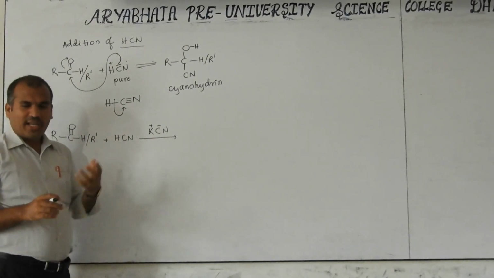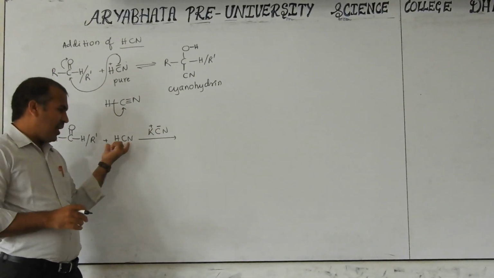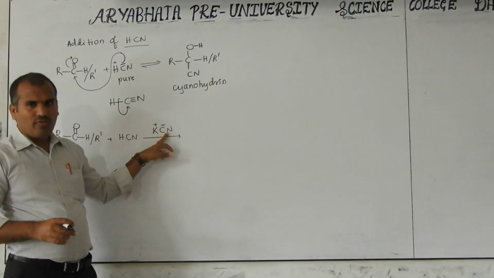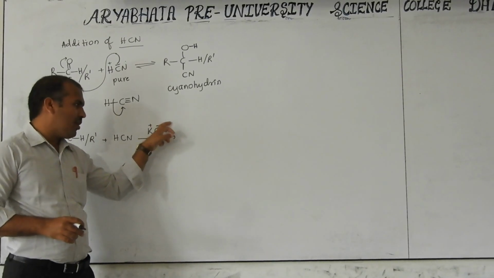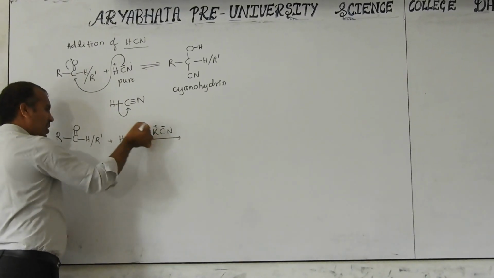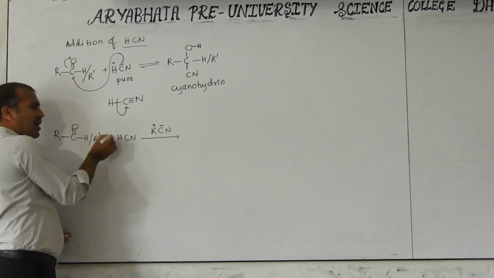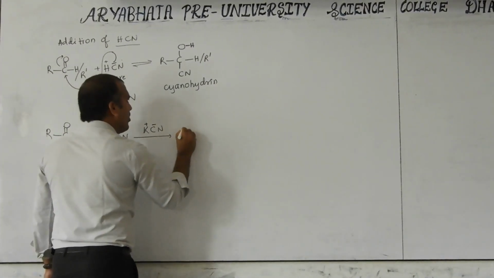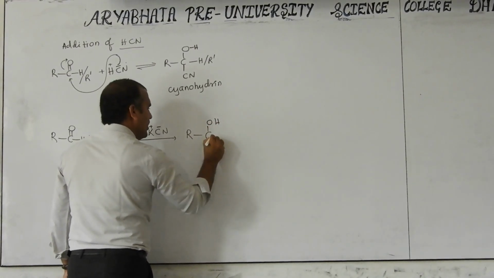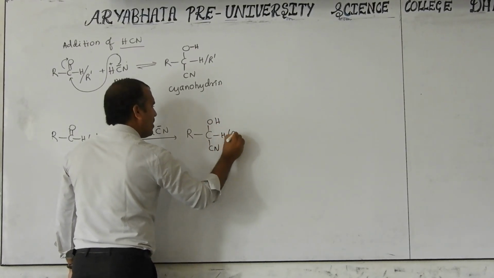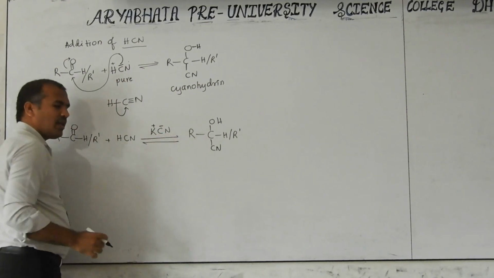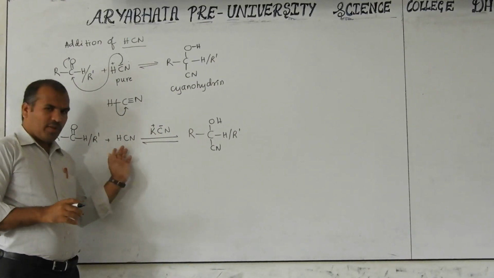Now we have a mixture with H plus also, HCN also, and KCN also. In that, the negative form is readily available as CN minus. Therefore, the CN will easily attack here, and then the H plus attacks slowly. Then we will get the same product. The product is the same, but the rate of formation is very fast. The rate is increased. Again here it is only equilibrium.